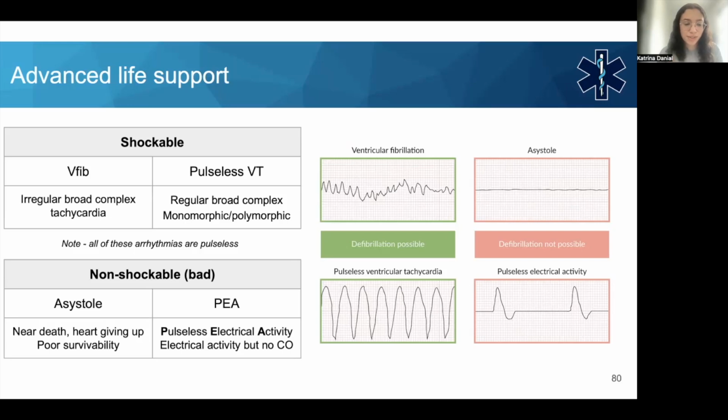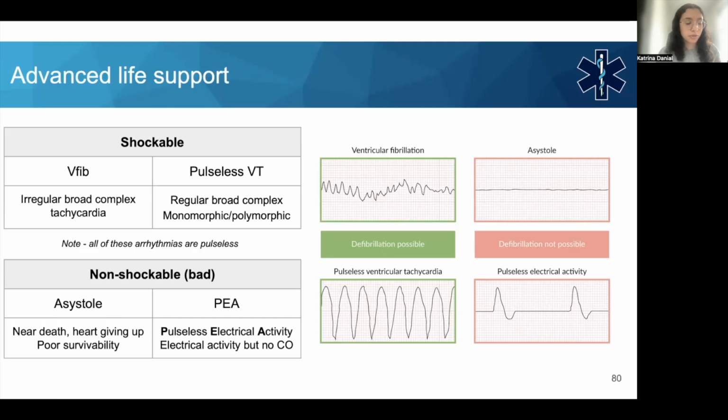Okay. Then your non-shockable rhythms. So you probably heard this from the TV shows. So the flat line, which is asystole. It's a sign the heart's giving up. You can't shock it. You can only treat it with adrenaline, but it's usually poor survivability. And then there's PEA, which is pulseless electrical activity. So there is some activity still in the heart, but there's no cardiac output. All of these rhythms, by the way, are pulseless.